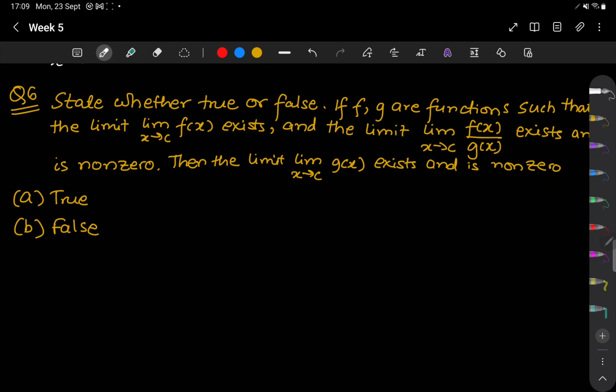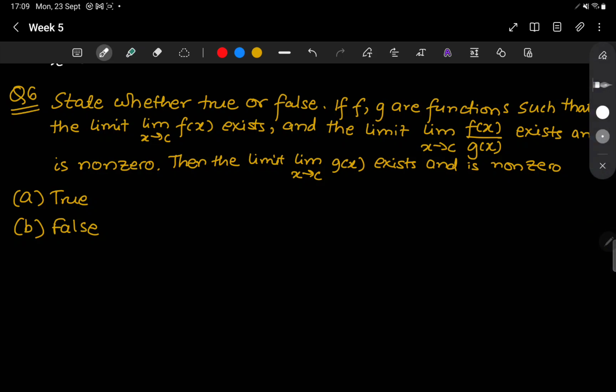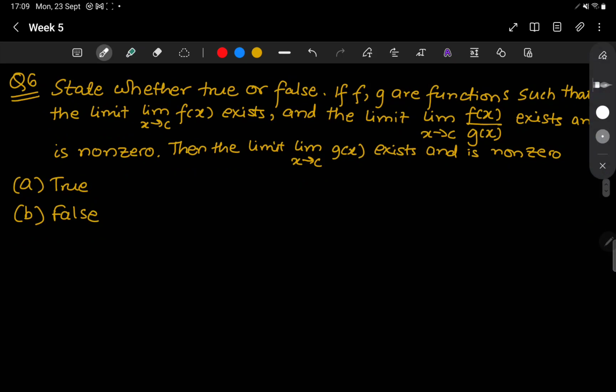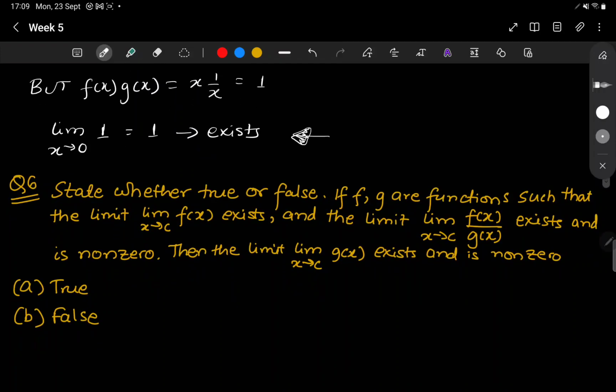Question number 6. State whether true or false. If f and g are functions such that the limit as x tends to c of f(x) exists and the limit as x tends to c of f(x) over g(x) exists and is non-zero, then the limit as x tends to c of g(x) exists and is non-zero. Okay, there's something wrong with the punctuation marks here. This should be a comma. Yeah. So state whether true or false.